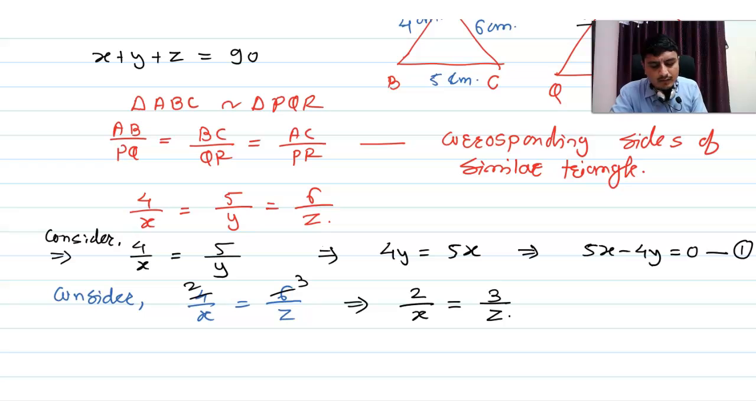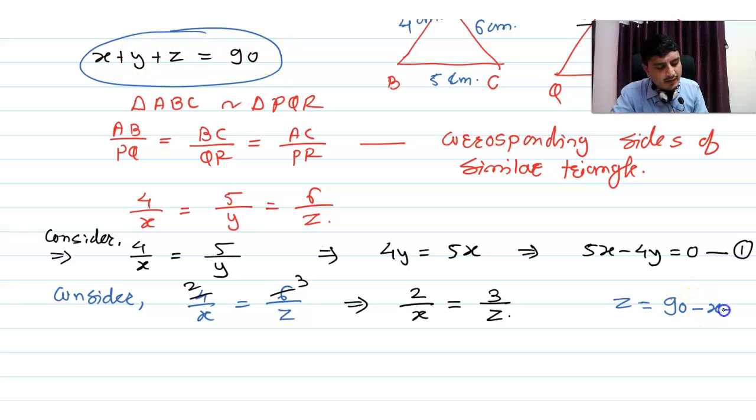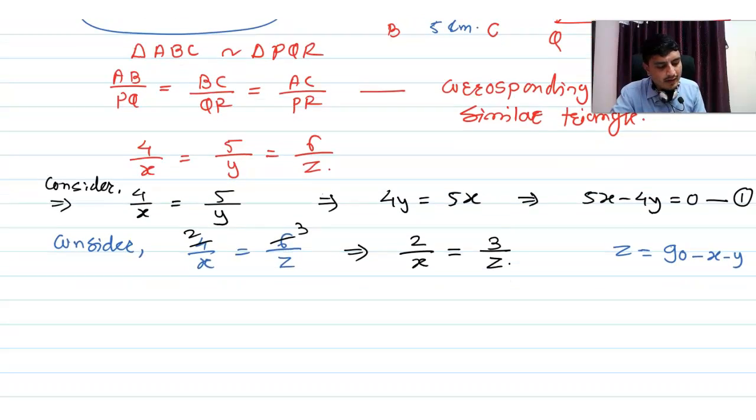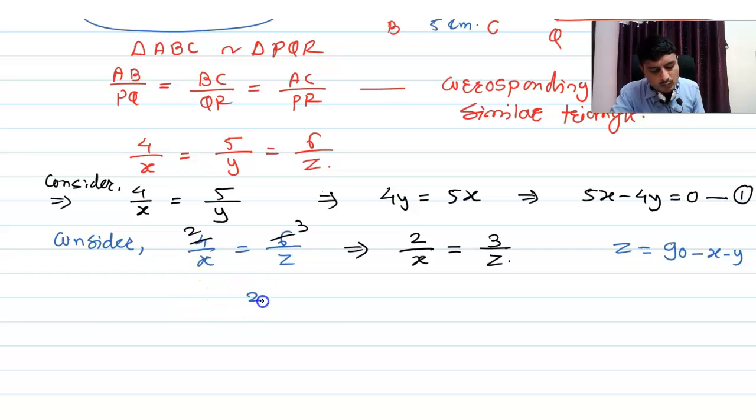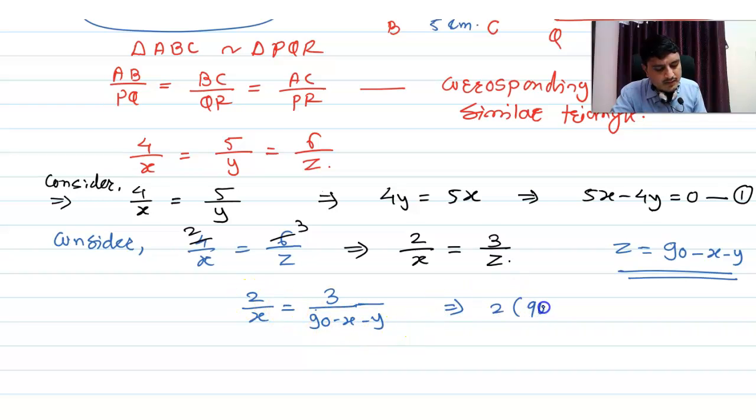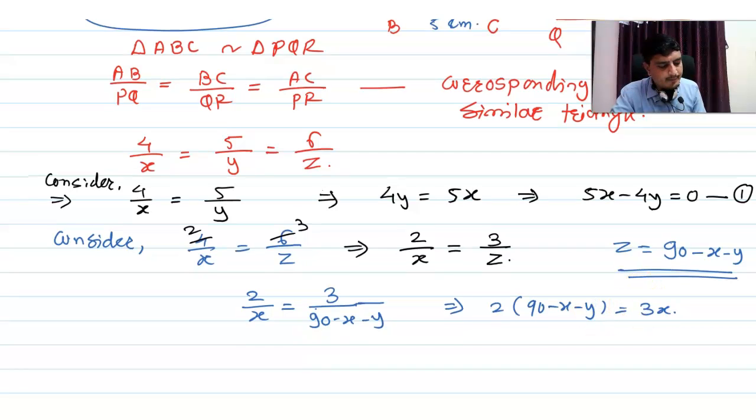Now as per the given, x plus y plus z equals 90, so that we can evaluate the value of z. After shifting x and y from LHS to RHS, we get 90 minus x minus y. So now 2 divided by x equals, replacing z by its value, 90 minus x minus y. Using the cross ratio test, we get 2 times 90 minus x minus y equals 3 times x.